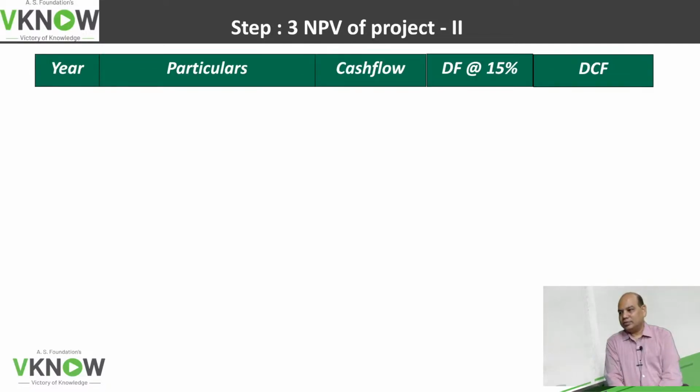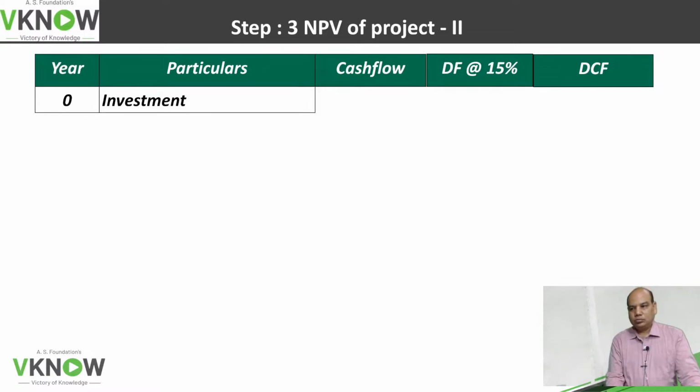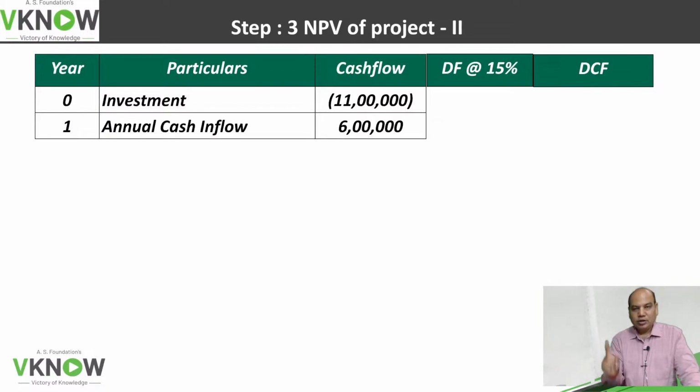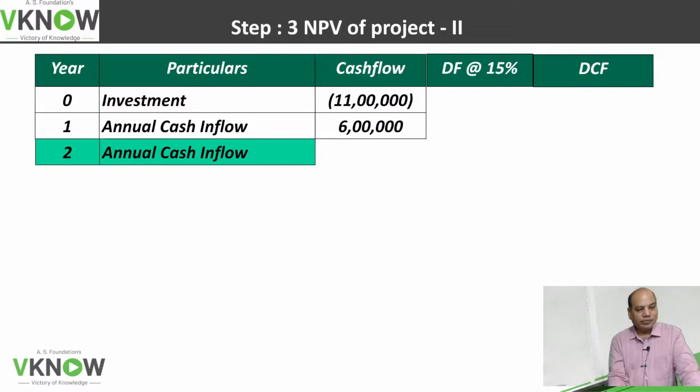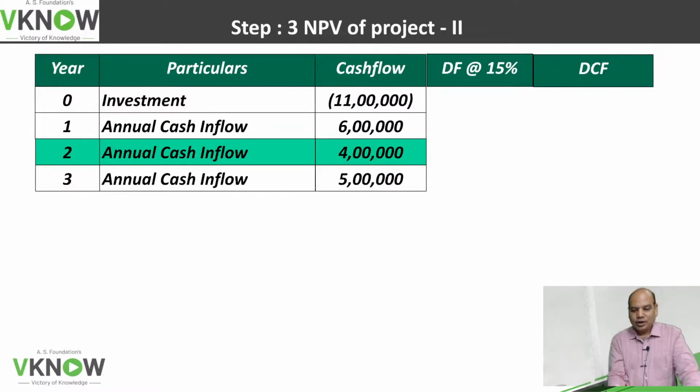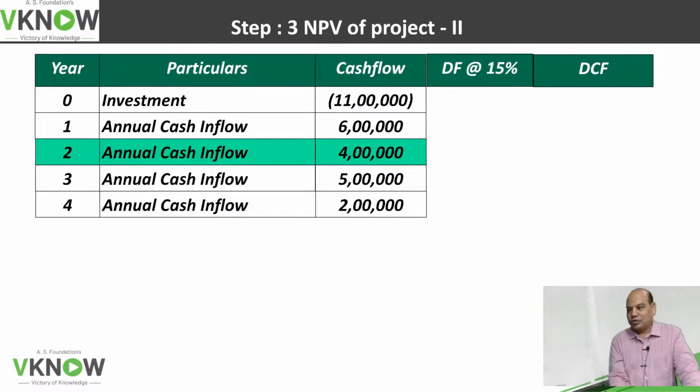Again we'll draw the table. Very good, Divya. NPV of project 2: columns year, particulars, cash flow, discounting factor at 15%, discounted cash flow. Year 0, investment required 11 lakh. Year 1, annual cash flow 6 lakh; year 2, 4 lakh; year 3, 5 lakh; year 4, 2 lakh.